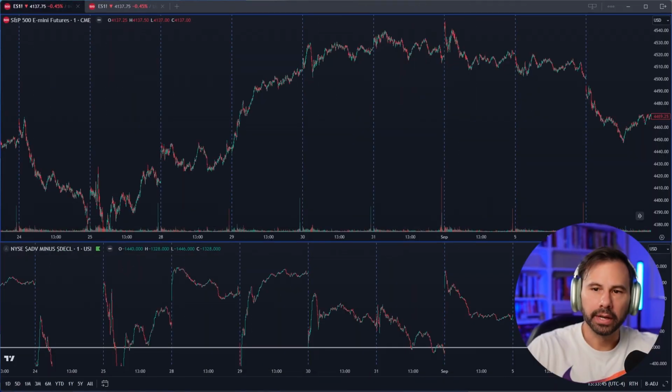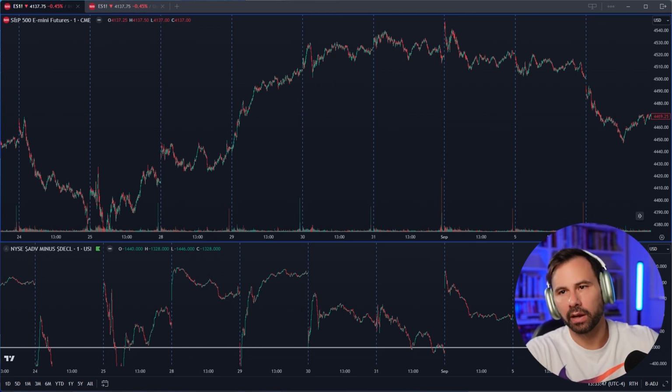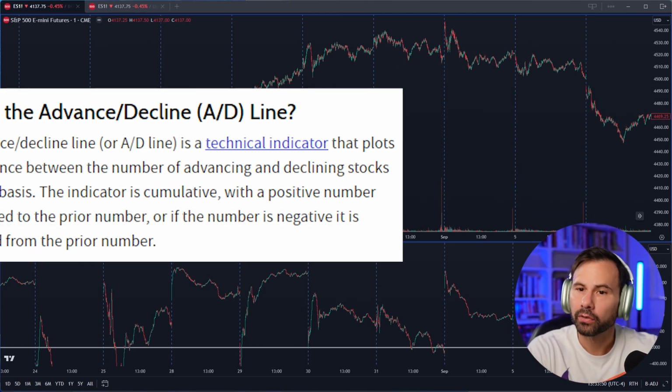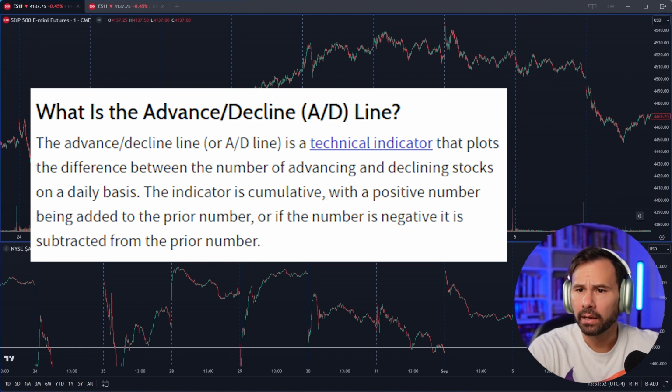I'm going to start by reading the concept of advance decline from Investopedia. So the advance decline line, or AD line, is a technical indicator that plots the difference between the number of advancing and declining stocks on a daily basis. The indicator is cumulative, with a positive number being added to the prior number, or if the number is negative, it is subtracted from the prior number.